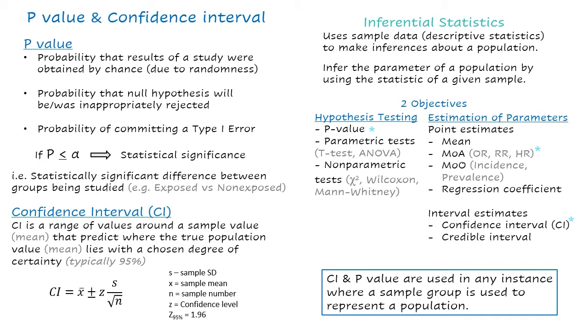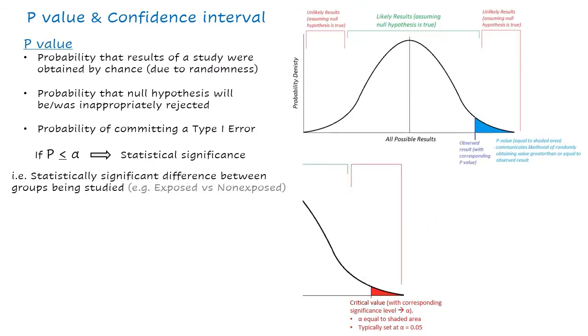Understanding p-values and confidence intervals is vital for appraising the significance of epidemiologic studies, and also for doing good on board exams. As mentioned earlier, they can both be used to communicate whether or not the findings of a study are statistically significant. But what exactly are they and how do we interpret them? The p-value, or probability value, reflects how likely it is that the results of a study were obtained by chance, or how likely it is that the null hypothesis is correct.